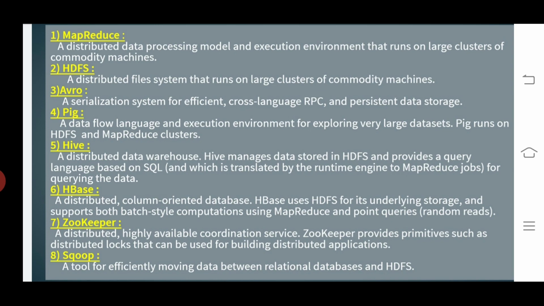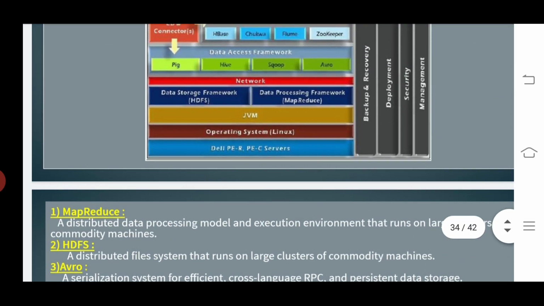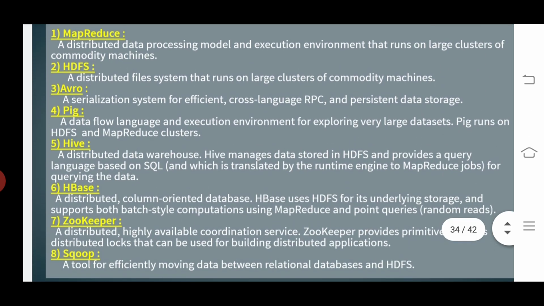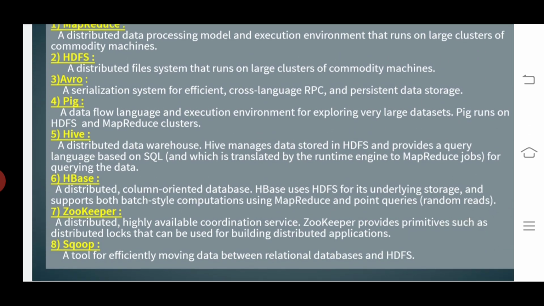And coming to the next element, we have to learn about network access. Look at this diagram: the data access framework. What do we have to access there? Data. In the data access framework, we have to learn about five things: HBase, Hive, Pig, Avro and Sqoop, and one more thing, Zookeeper is also there.